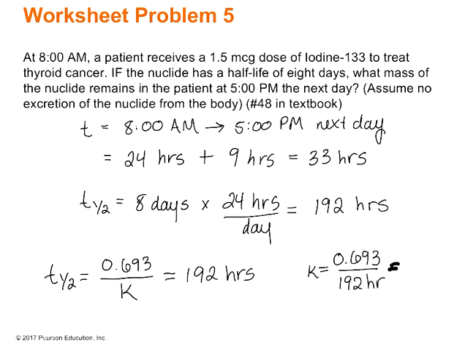And let's see, so 0.693 divided by 192. That's going to give us a really small number. So we get 0.00361 for every hour. Okay, so we're losing a really small amount of iodine every hour.